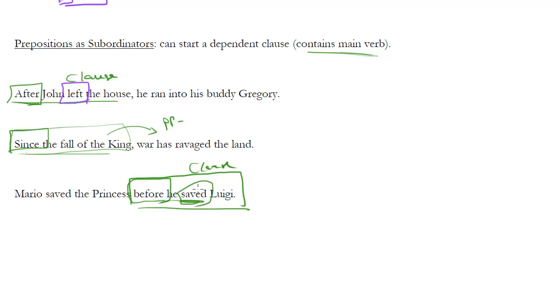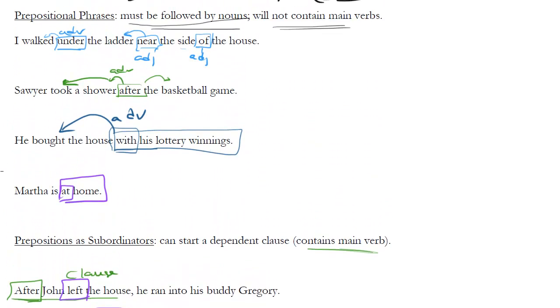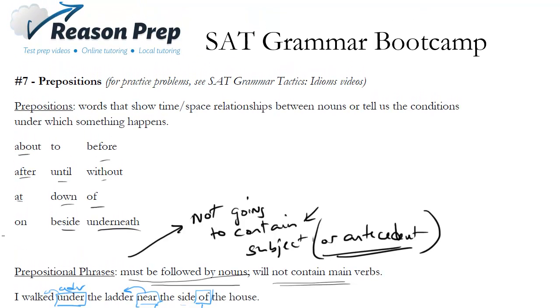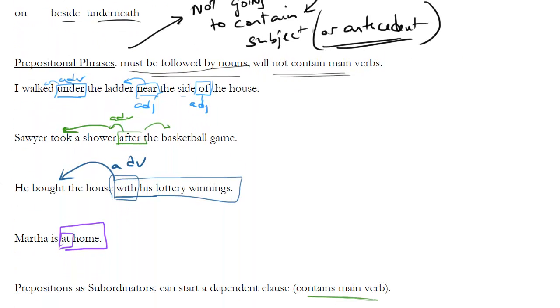These have main verbs. If I change this one, since the king fell, there we go. Now we've got a verb, fell. Now this would be a subordinate clause, whereas before, since the fall of the king was a prepositional phrase because it didn't contain a main verb. So again, two uses for the preposition. We're going to see another way in which prepositions are used and how they appear as errors on the SAT in just a second. That has to do with idioms. But that's pretty much what you need to know for prepositions.